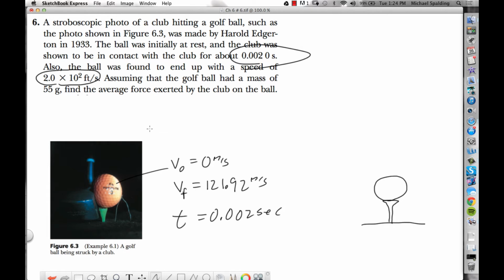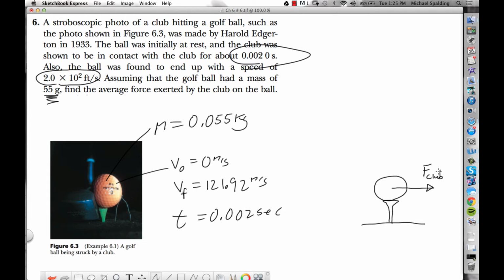What else do we have? Mass of the ball. You want to make sure that's in what? Kilograms. 55 grams, 0.055 kilograms. Okay. All right, assuming that the ball has a mass of 55 grams, find the average force exerted by the club on the ball. So the club comes in, the force of the club is like that, right? The force of the club comes in, bam, strikes the ball. How do we find the force of the club?